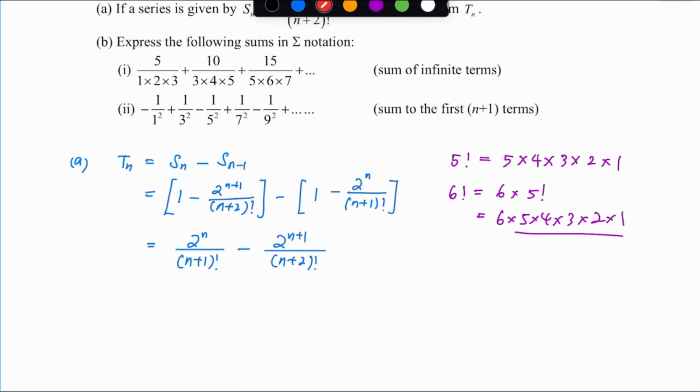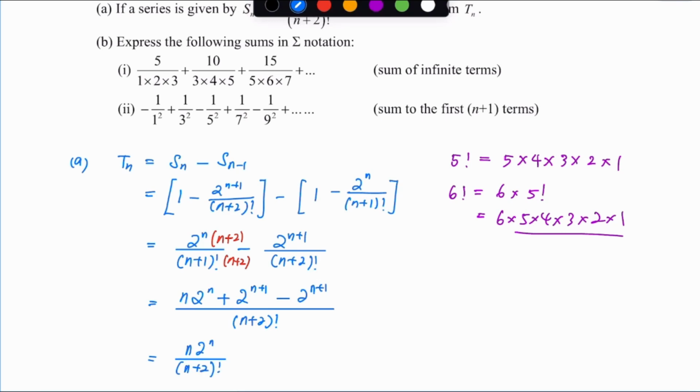So what I need to do, I will just give you an example. I'll just do the n plus 2 version. Combine into one common denominator. So I have 2 to the power of n times n plus 2 to the power of n plus 1 minus 2 to the power of n plus 1. Then at the bottom, I have n plus 2 factorial. So I will have n times 2 power n over n plus 2 factorial.